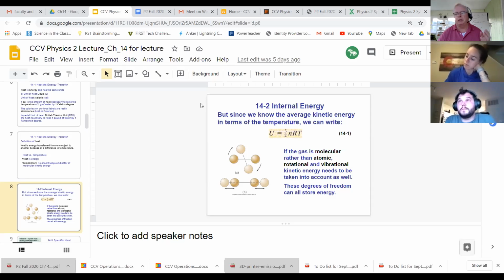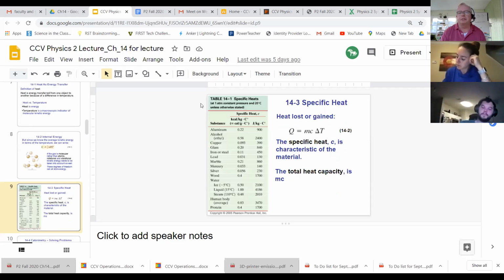So you can probably expect some kind of conceptual question about how the number of degrees of freedom for molecular motion correlates to heat capacity. That's a big idea. And sure enough, the next slide is about specific heat. So specific heat means per kilogram. But when you multiply M times the specific heat, you actually get the heat capacity. So that's why it says heat capacity is MC.